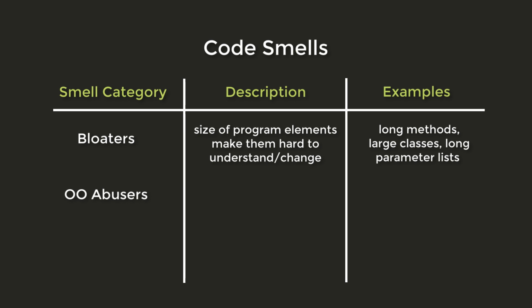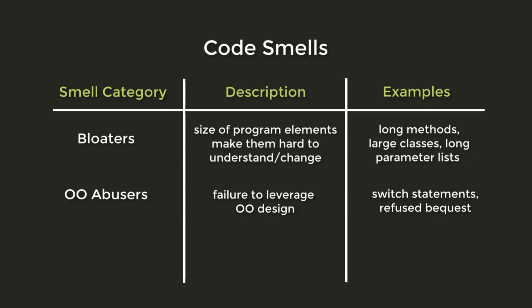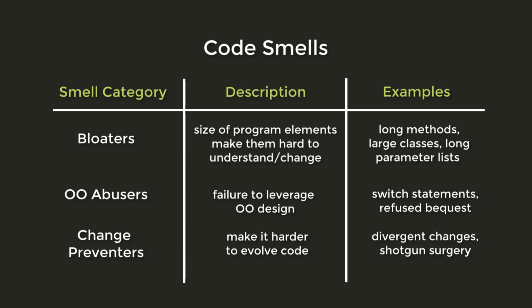OO abusers are a class of smells that arise when object-oriented design is not leveraged. For instance, if we're using switch statements, or we have refused bequest where some subtypes don't honor other types' expectations, we have smells that indicate poor object-oriented design. Change preventers are a class of smells that make it harder to evolve your code. These include divergent changes, where you'll have to make the same change in multiple different parts of your system, or shotgun surgery, where you have a change that's spread across the breadth of your system.